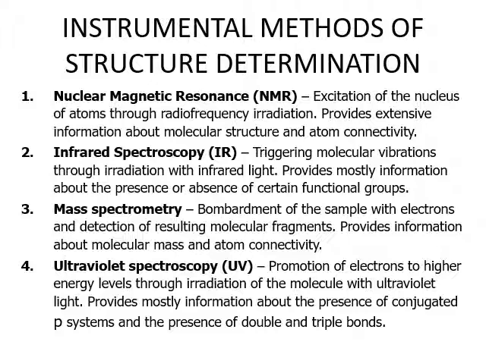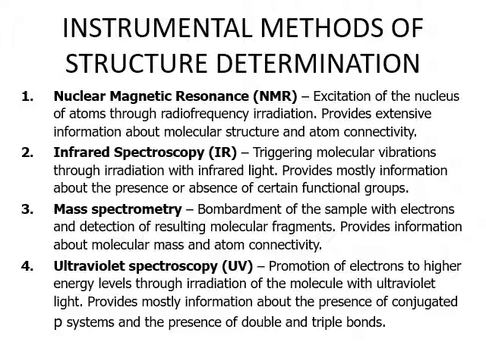And this works by triggering molecular vibrations through irradiation with infrared light. It provides mostly information about the presence or absence of certain functional groups. And then you have mass spectrometry, which is the bombardment of the sample with electrons, therefore destroying the molecule into certain fragments, and their detection. It provides information about the molecular mass and the atom connectivity.